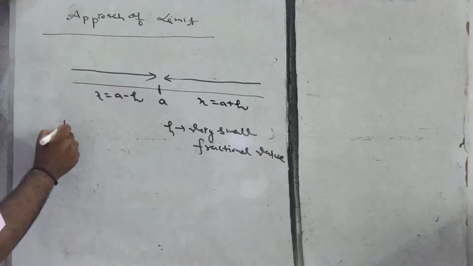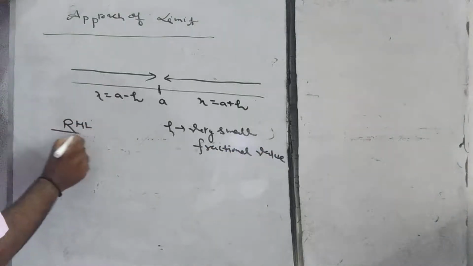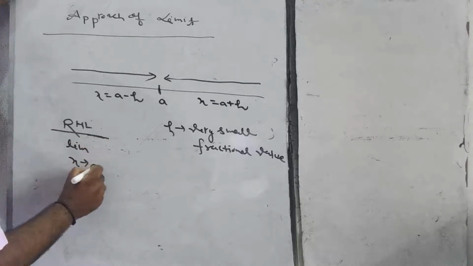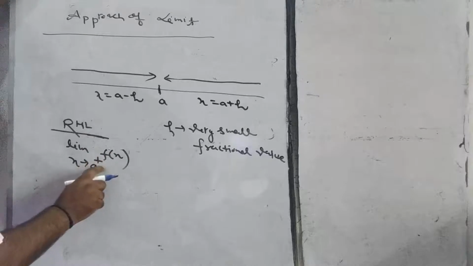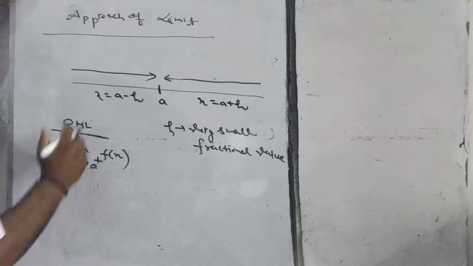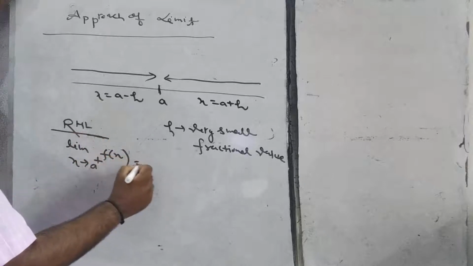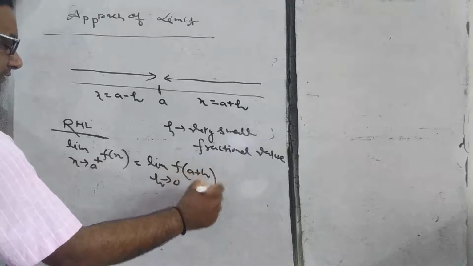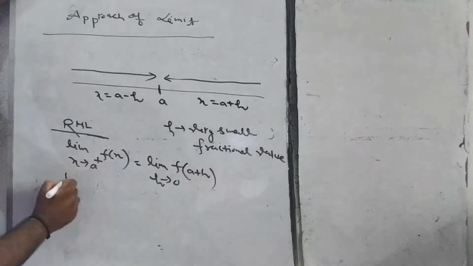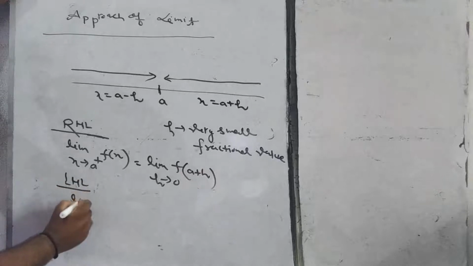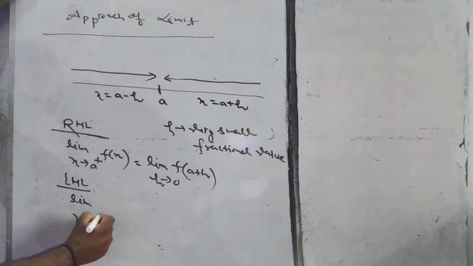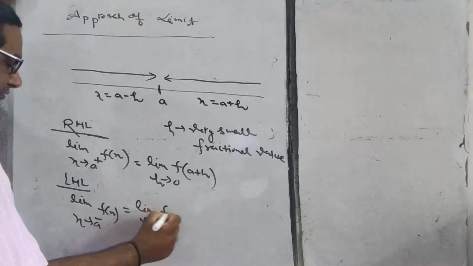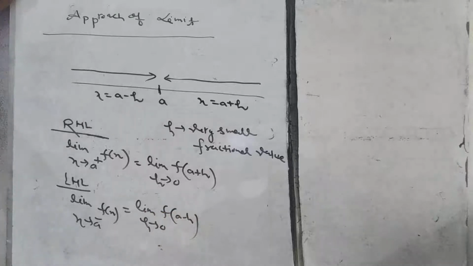If I talk about RHL, meaning right hand limit, then we can write limit x tends to a plus f(x). A plus means the value is greater than a. So this is the right hand part, and we can write limit h tends to 0 f(a plus h). Similarly, in LHL, limit x tends to a minus f(x) is equal to limit h tends to 0 f(a minus h).